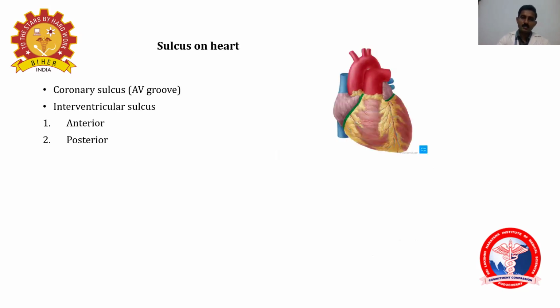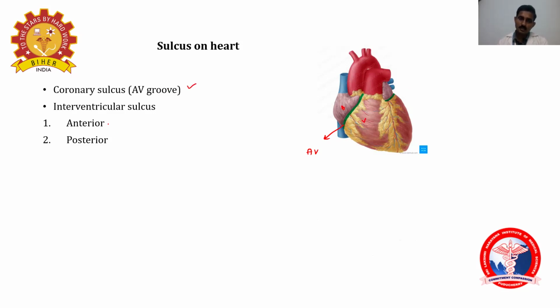Now, what are the sulci present in the heart? We have a sulcus called the coronary sulcus, and we have a sulcus called the interventricular sulcus. The coronary sulcus, we already saw, is called the AV groove. Why is it called the coronary sulcus? The coronary arteries run in the coronary sulcus, in the AV groove. What is the AV groove? The atrioventricular groove. Between the atrium and the ventricle, there is a groove that is called the atrioventricular groove. It's also called the coronary sulcus.